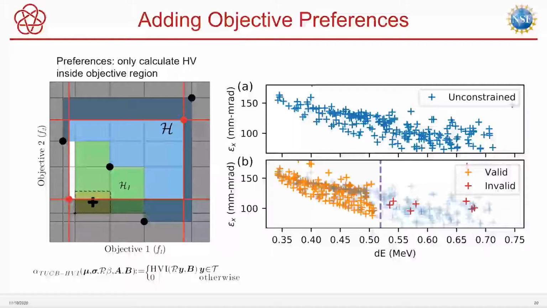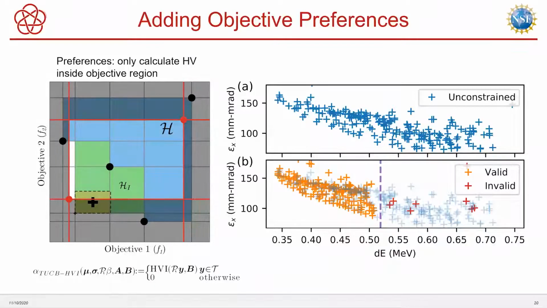Now, we'd like to add some specific cases in accelerators that we would like to modify this algorithm to be able to tackle. One of them is adding objective preferences. In this case, I simply restrict my objective space to a minimum reference point and a maximum reference point, as shown on the left, and simply set the improvement to my hypervolume equal to 0 if a point lies inside of the shaded region.